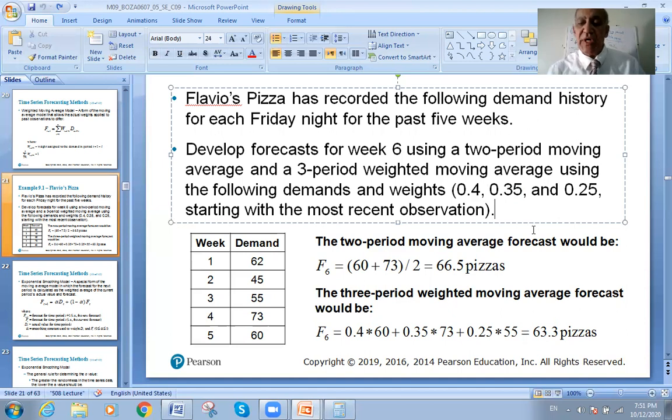Okay, so here now we are going to the moving average. For period 6, I need the moving weighted average. Great. Look at this. The 60 I will multiply by 40%, the 73 I will apply to the middle one, 0.35, and the 55 I will apply to 0.25.